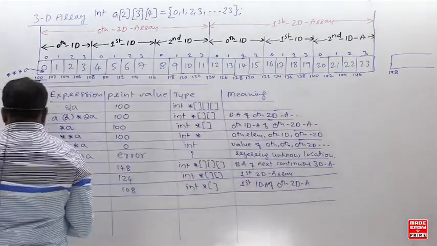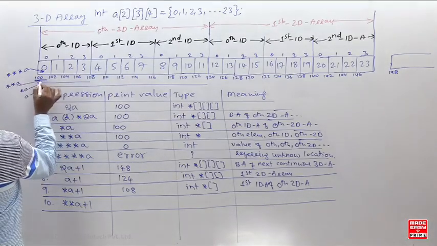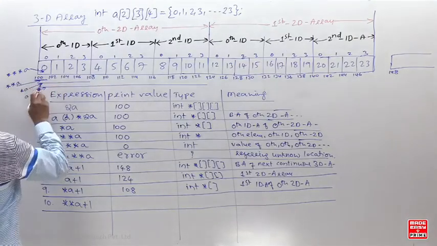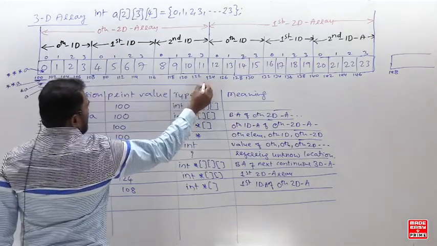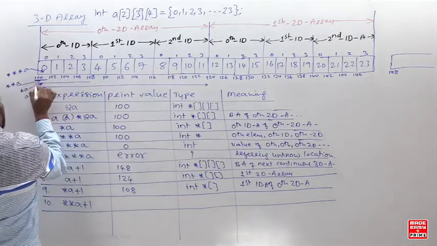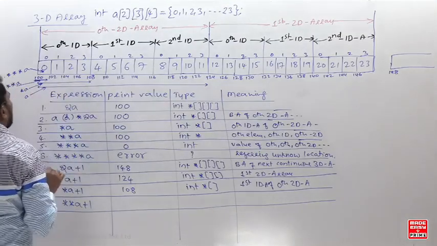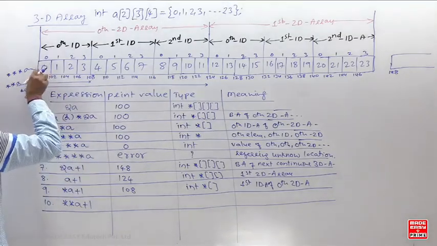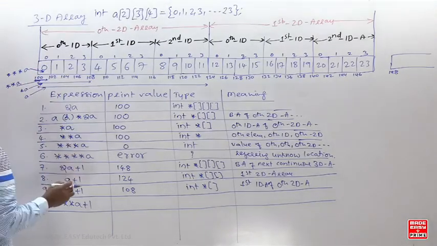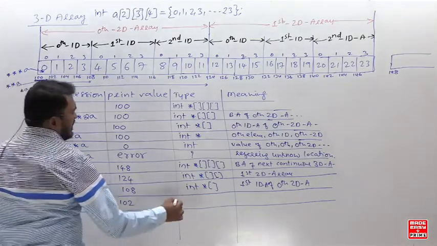Double star A plus 1. So what does double star A mean? It is pointing to an element. A means pointing to the 0th 2D array, star A means it was pointing to this, and double star A means pointing to this element here. If I say plus 1, it will jump according to element size. So that will become 102. It will print 102, and the type is what?